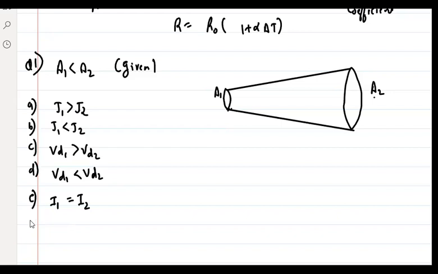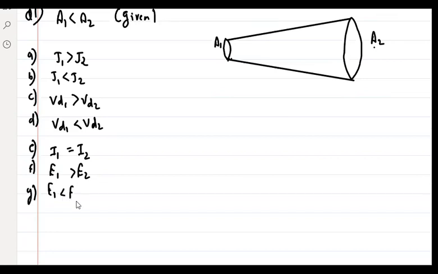Option F, E1 is greater than E2, okay? Option G, E1 is less than E2, right? Tell me. Which of these options are correct? That is the concept, na? They move faster, but they collide faster also, na? Think about it. They move faster, so they collide faster, right? And if there's a collision, there's a resistance. Tell me, what is the answer over here?